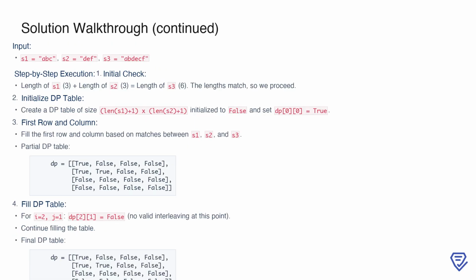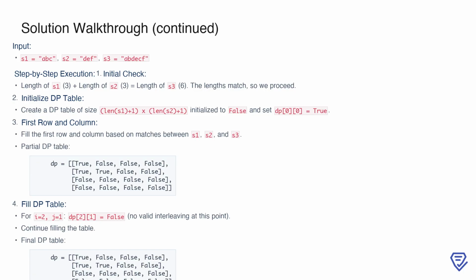Here, we analyze a case where interleaving does not succeed. The input strings are S1 equals ABC, S2 equals def, and S3 equals abdef. The initial check confirms that the lengths match, so we proceed to initialize the DP table, just as before, and set DP[0][0] to true.